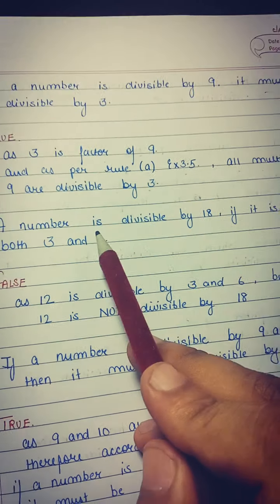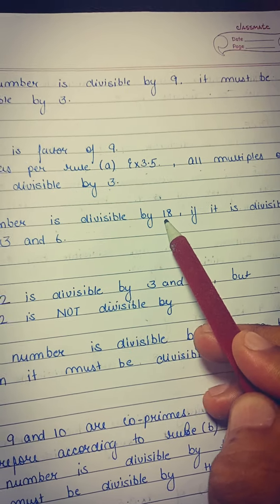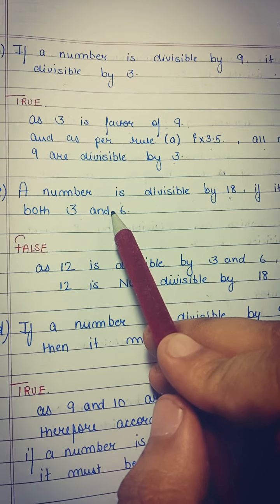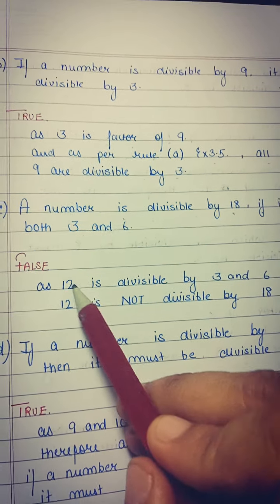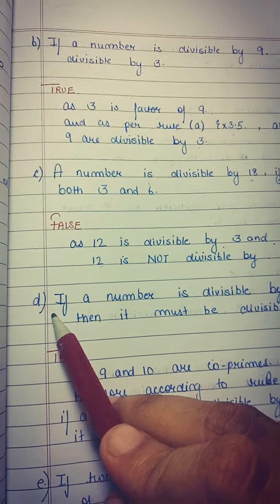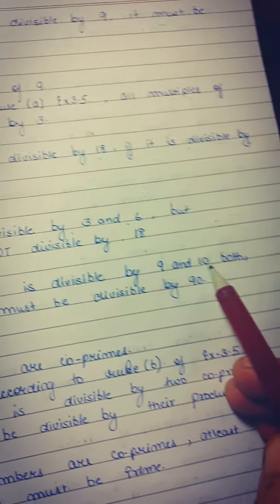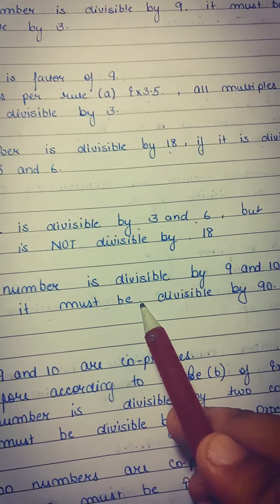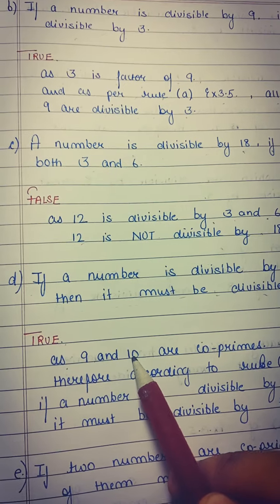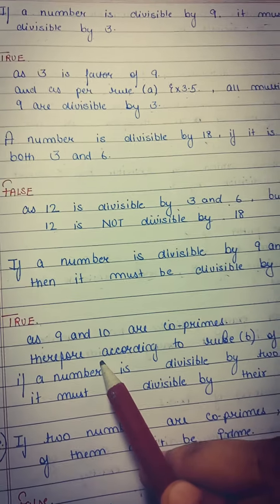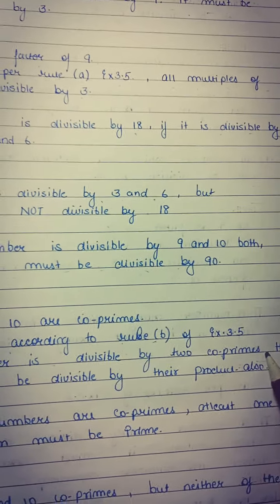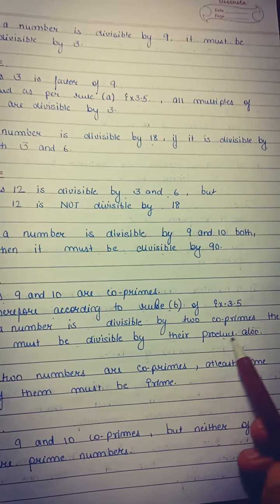C. A number is divisible by 18 if it is divisible by 3 and 6 both. This statement is completely false. As you can see according to the example, 12 is divisible by 3 and 6 both, but it is not divisible by 18. D. If a number is divisible by 9 and 10 both, then it must be divisible by 90. The answer is true, because 9 and 10 are co-prime numbers, and as per rule B, if a number is divisible by 2 co-primes, then it must be divisible by their product also.